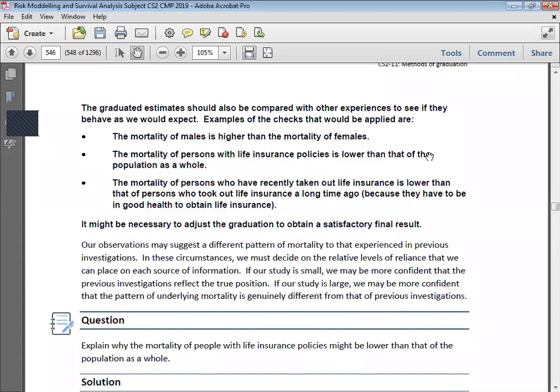And the second thing here is very interesting, right? Because what they're trying to say here is that the mortality of persons with life insurance policies is lower than that of the population as a whole. Do you guys want to guess why this would be the case? I mean, people who have taken life insurance policies are less likely to die on average than the whole population in general. Do you guys want to guess why this could be the case?